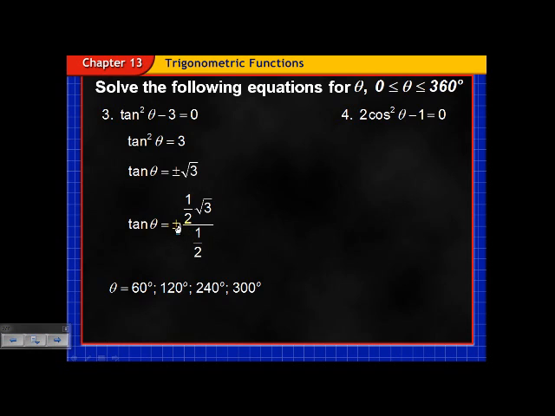Now that happens whenever you take the square root. So in this next one, notice that we have cosine squared theta. Well, when we take the square root here, we're going to end up with 4 answers also. Try it and check your answer at the end of the PowerPoint. Let's move on to example number 3.